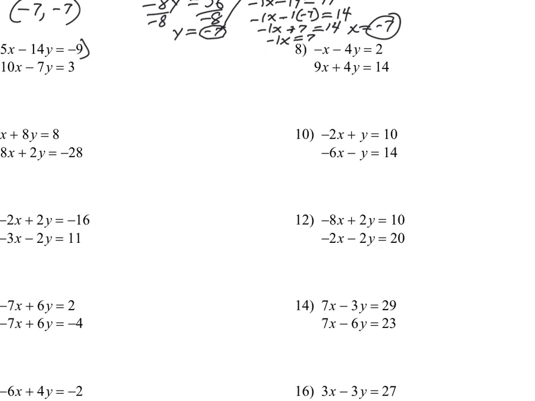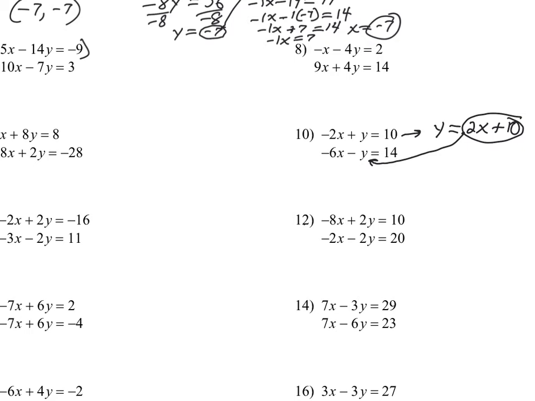Number 10, I can easily rewrite this equation so that I have the y all by itself by simply adding 2x to both sides of the first equation. What happens when I add negative 2x and positive 2x? I get 0. So I just have y on that side of the equation. And I add 2x to the opposite side, so I have 2x plus 10. Now I know what y is equal to. Now I can substitute that in for y.